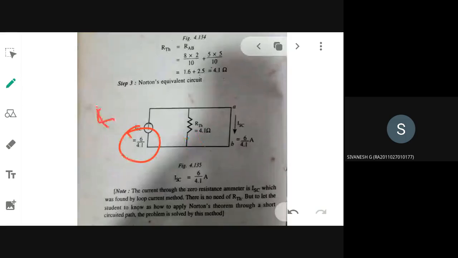Alright, this one is for 1.46 and 4.1. Okay, IL is asked in the problem. IL, what is the formula again? ISC into R Thevenin, divided by R Thevenin plus RL. I think that is a zero resistance. Zero resistance ammeter they are saying. So 0 plus R Thevenin only. That's why the RL current IL is equivalent to ISC. Understood?